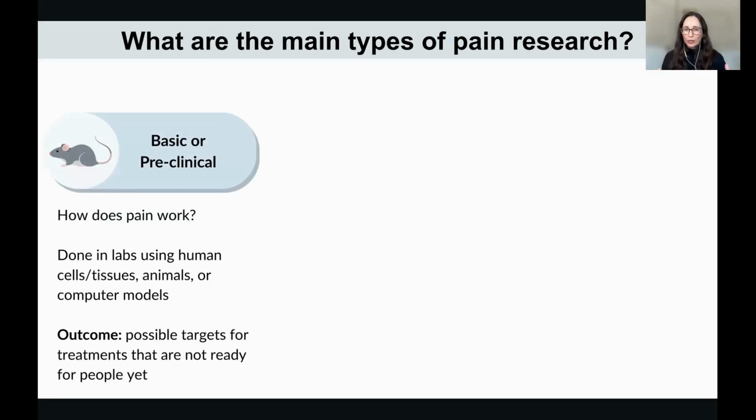And what this kind of research wants to ask is, how does pain work? And so it tends to be done in labs where we're using either human cells or human tissues, but not actual living human participants. And then also in models of pain. So this could be in the form of animals or in computers. And the outcome that this kind of research asks is looking for ways that we can actually make treatments at that cell or brain chemical level to move eventually into humans.